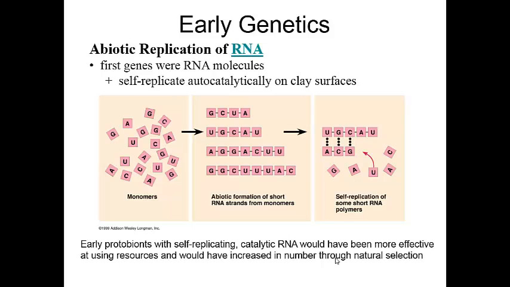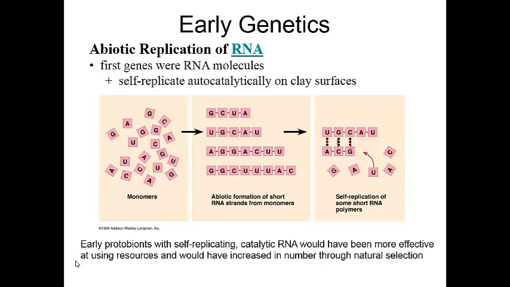In order to create a cell, the cell needs the ability to reproduce. Scientists believe the first genetic information was probably RNA and not DNA. They believe it's RNA because RNA is much more simple. It's single-stranded, and it's a lot easier for it to replicate. The RNA can replicate autocatalytically simply using the base pairing rules.